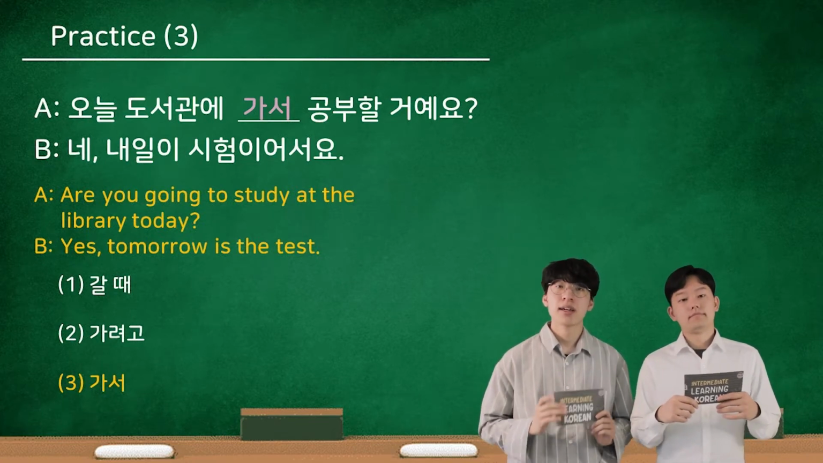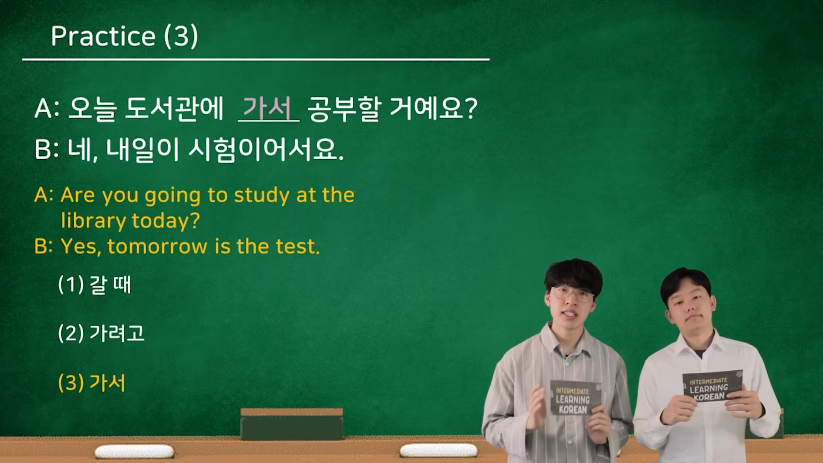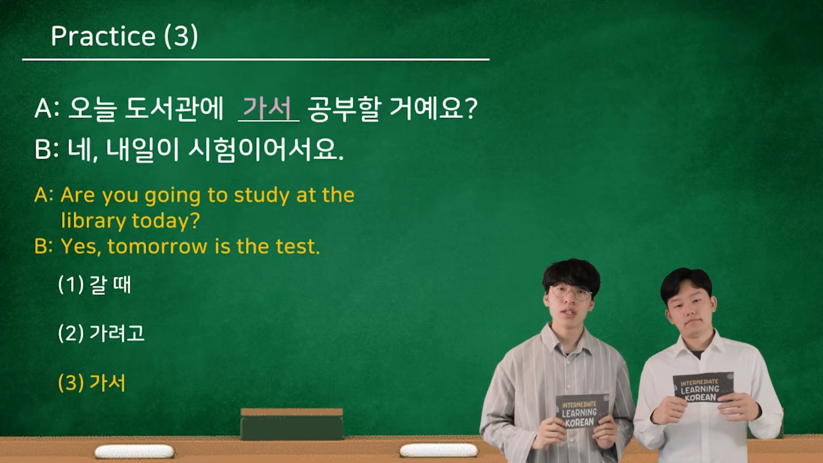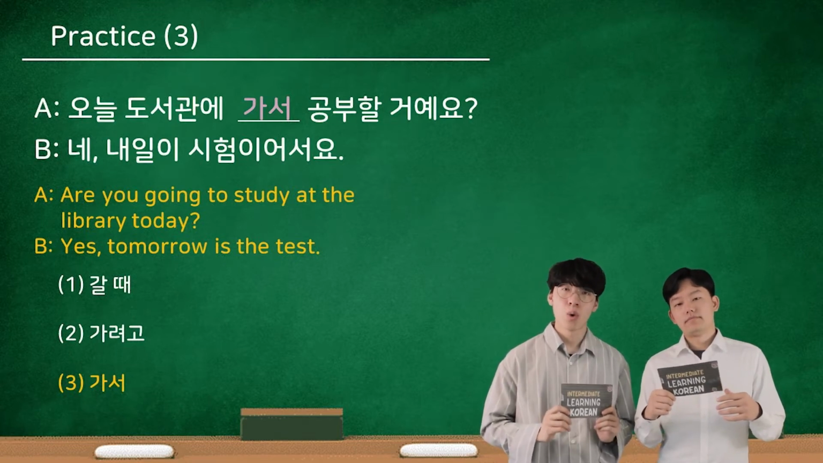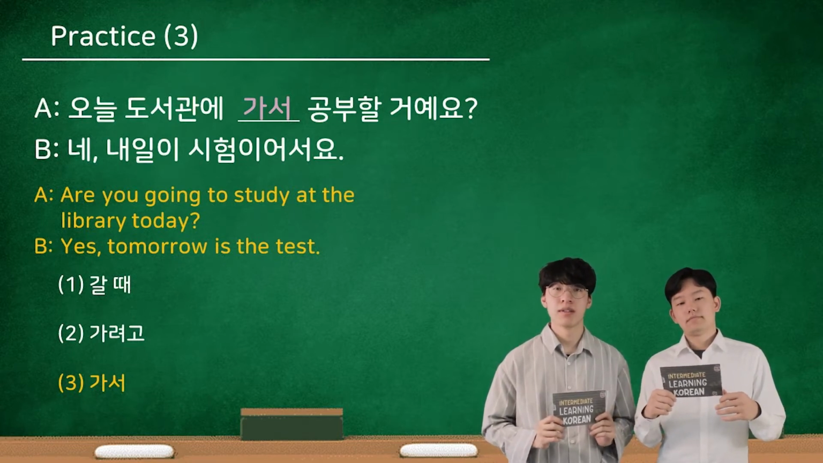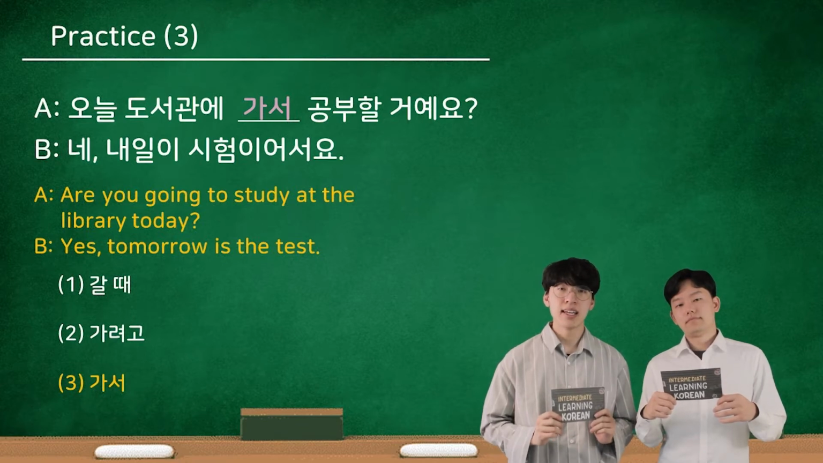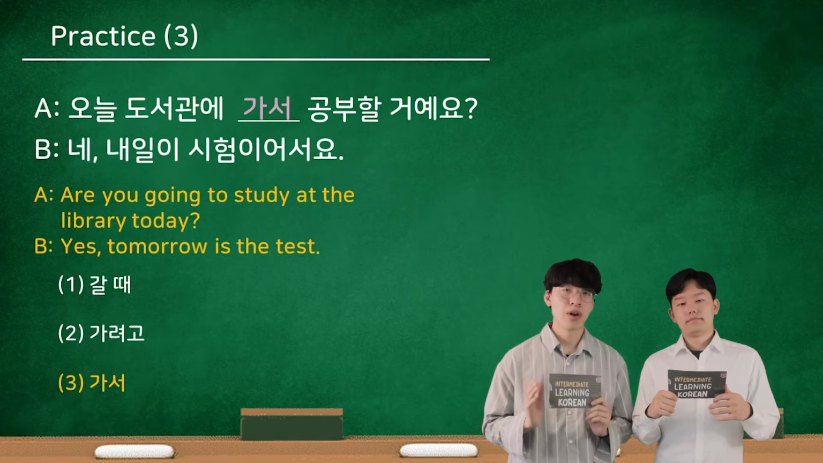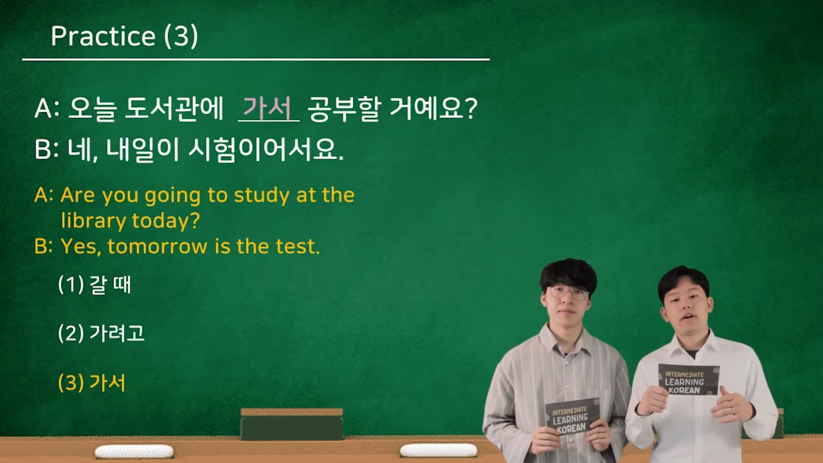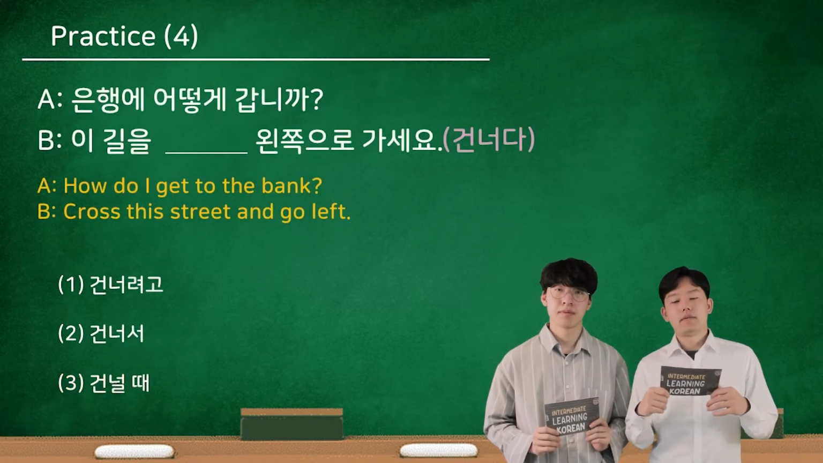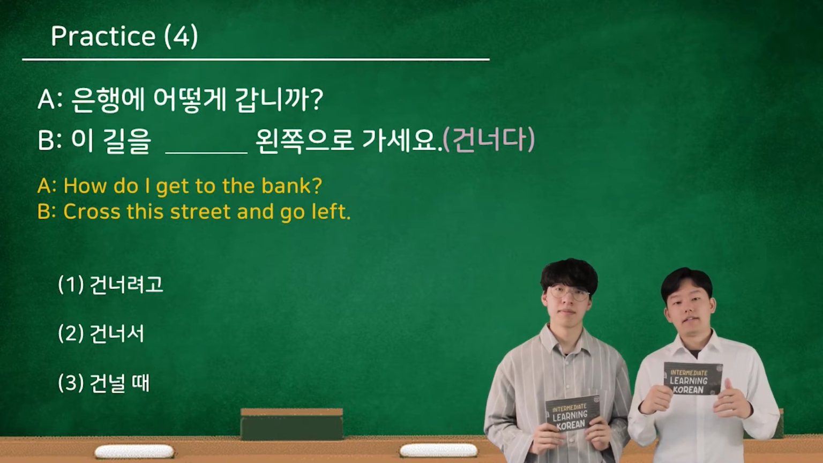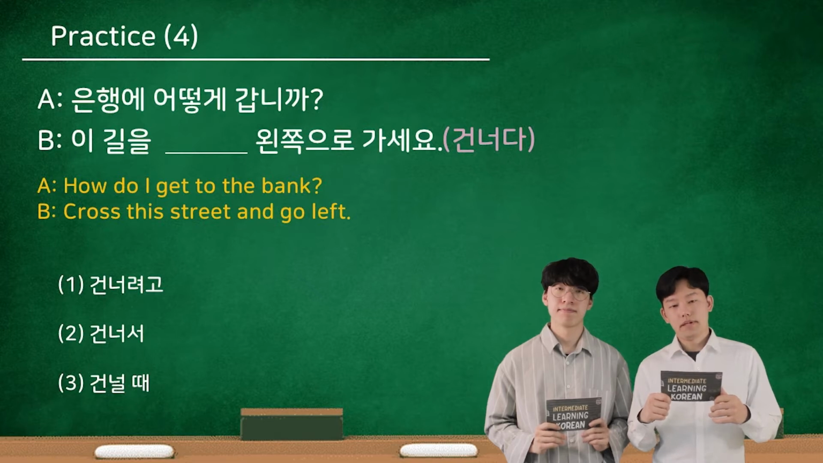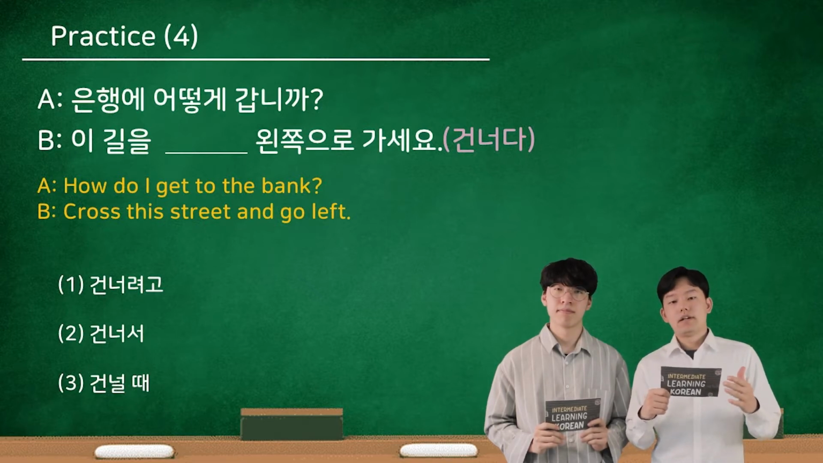Then let's read the sentence together. A. 은행에 어떻게 갑니까? B. 이 길을 건너서 왼쪽으로 가세요. One more time. 은행에 어떻게 갑니까? B. 이 길을 건너서 왼쪽으로 가세요. Excellent. Everyone solved the problem very well.